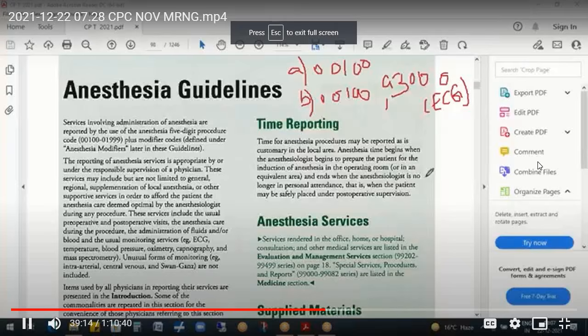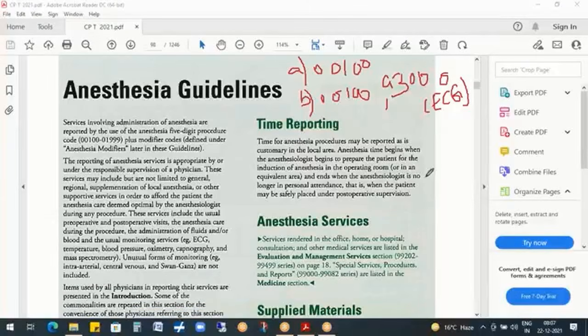Now have a look up to here, everyone. We completed what is meant by anesthesia, the anesthesia code range, who will use anesthesia codes, types of anesthesia, and included and excluded services from anesthesia. Any questions up to here?